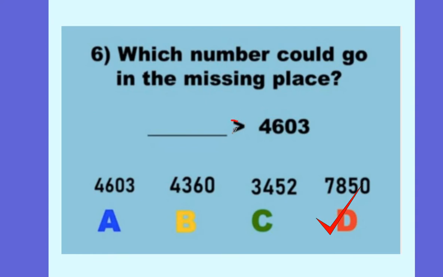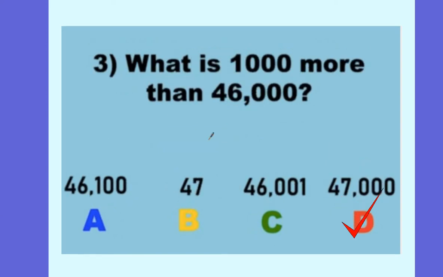For 3, this symbol here means that the larger number goes at the wider end and the smaller number goes at the smaller end. Therefore, 7,850 can go in the gap. For this question, I've got 46,000. If I add on 1,000, I end up with 47,000, so the correct answer was D.